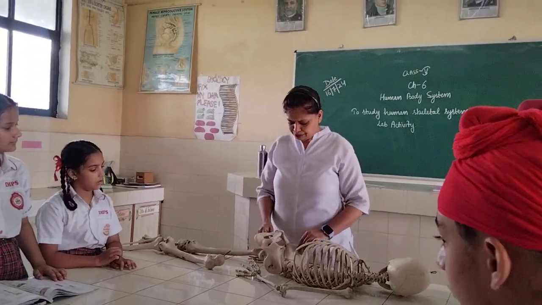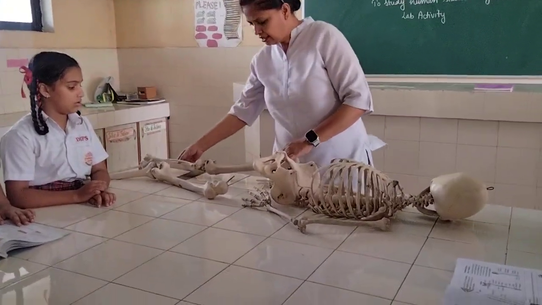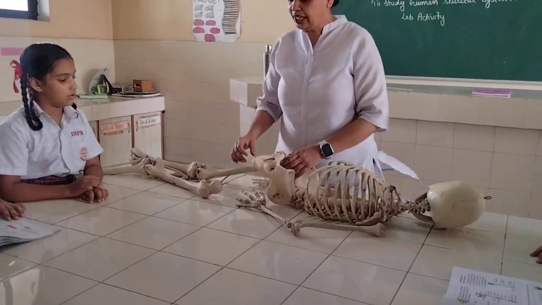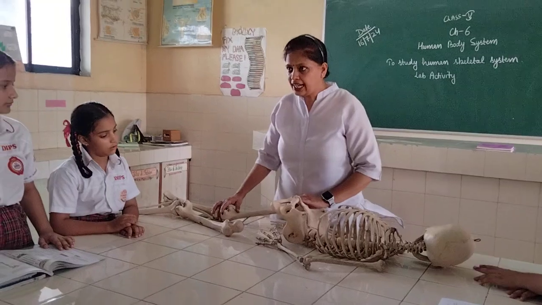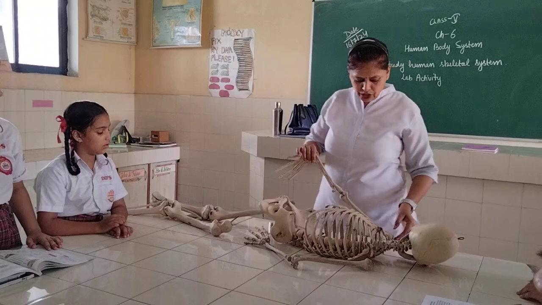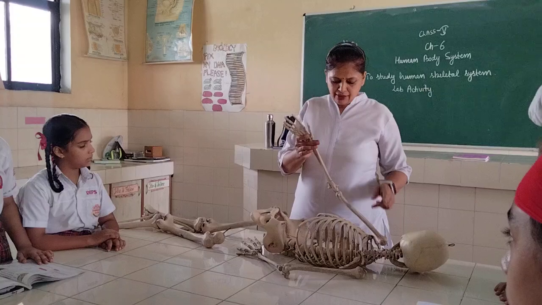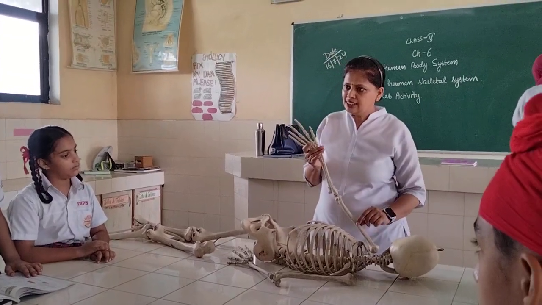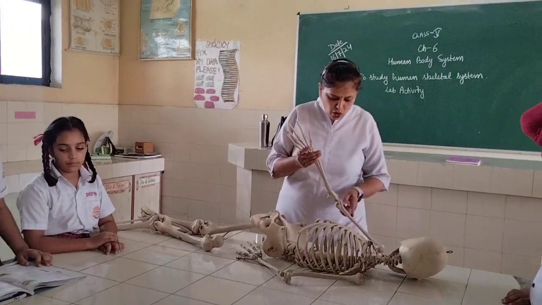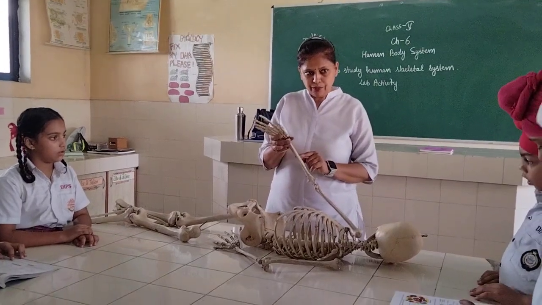Clear? After that you can see these limbs. Limbs are the legs and the arms of our body. Legs are called the hind limb and arms are called the forelimb. Our limbs have bones. This long bone is called the humerus. What do we call this long bone? Humerus.